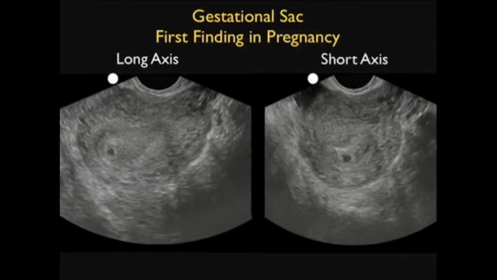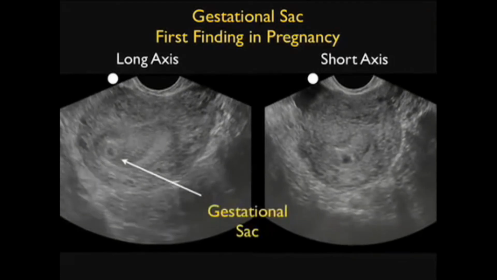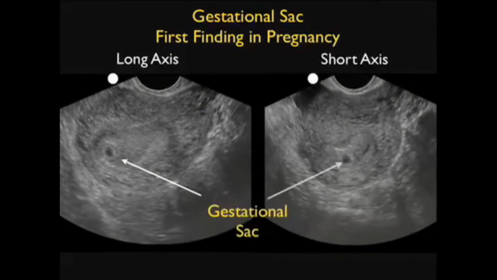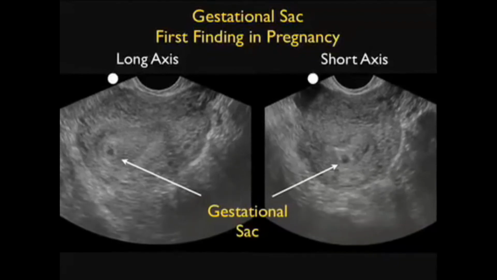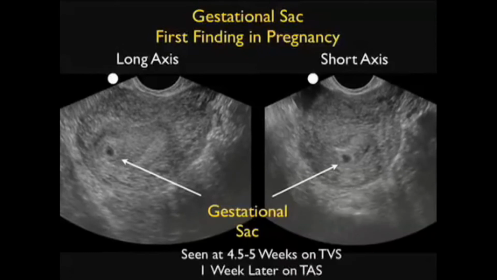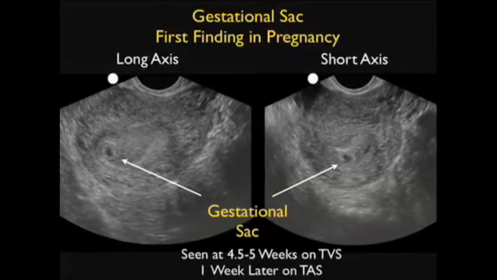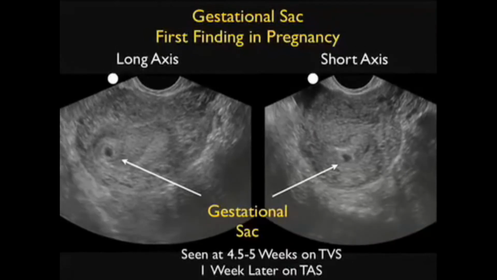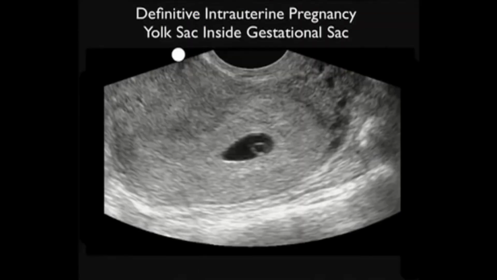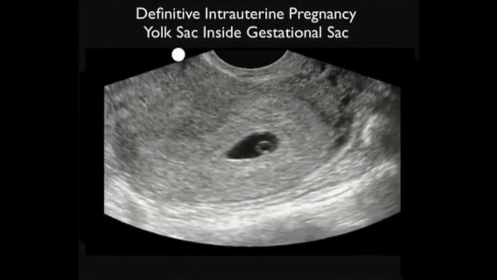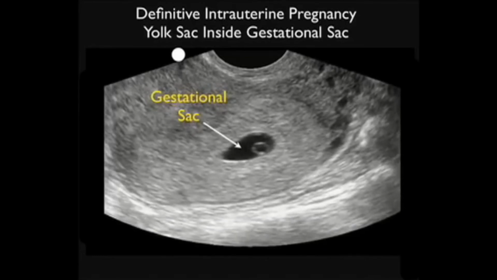First finding in pregnancy, and that is a gestational sac, seen to the left in long axis and to the right in short axis. Note the presence of a small dark or anechoic sac located within the fundus of the uterus. Now, the gestational sac can also be seen in a pseudogestational sac of ectopic pregnancy and thus is not diagnostic of an intrauterine pregnancy. However, it's an early finding of pregnancy seen at about 4.5 to 5 weeks on transvaginal sonography and a week later on transabdominal sonography. So what defines an intrauterine pregnancy for emergency physician sonographers?